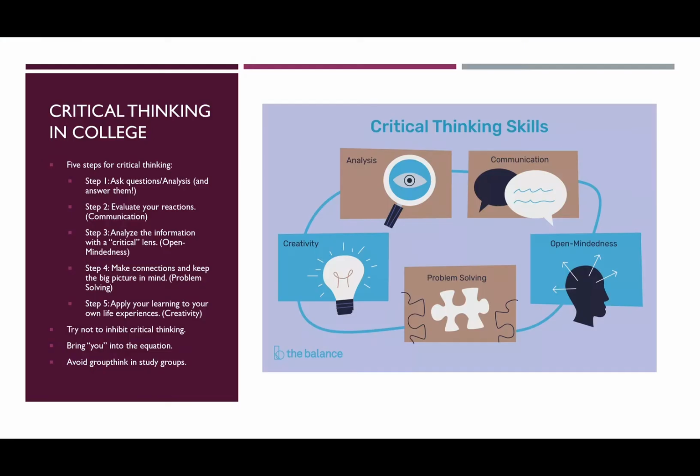So there's 5 steps for critical thinking in college. Asking questions, you're doing an analysis, and you want to answer them. So that's really step 1. Step 2 is communication. Evaluate your reactions and then even go back and look at what other people's reactions to your questions or your analysis are. And step 3, you're going to analyze that information with a critical lens. So in other words, open-mindedness, okay? Being open to having opinions change.